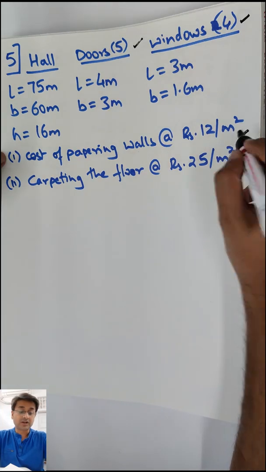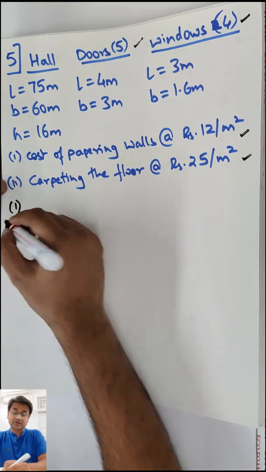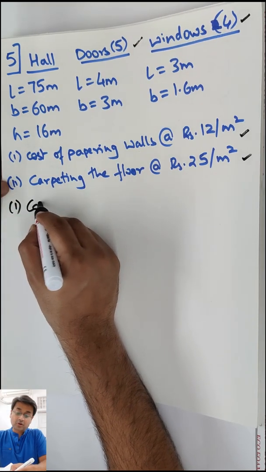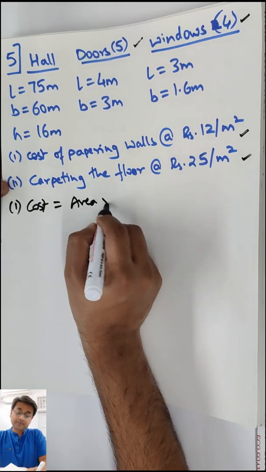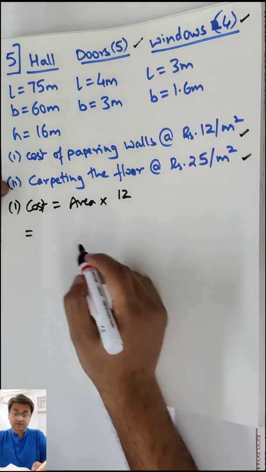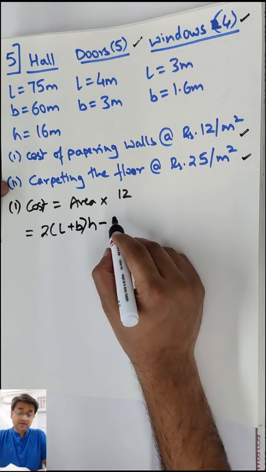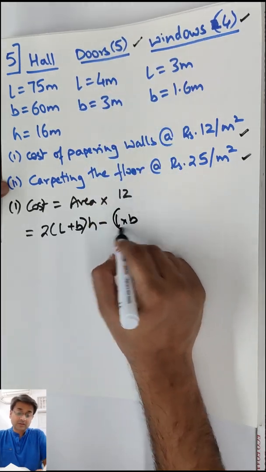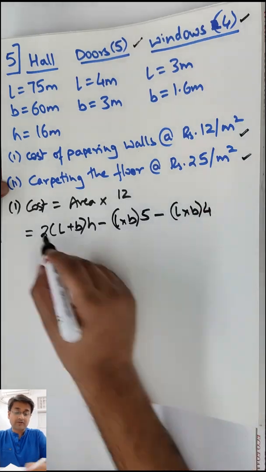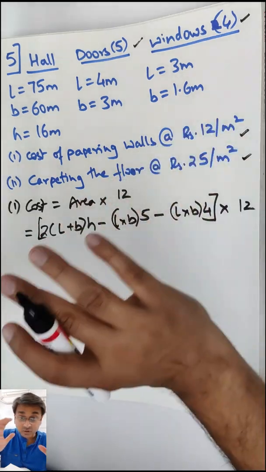Cost of painting the walls at rupees 12 and carpeting the floor. So this we'll see later. First look at the first part. So area is what I'll have to find first. So cost will be equal to area multiplied by the cost, which is 12. So area is first 4 walls only, okay. So twice length plus breadth into height minus doors. So length into breadth, but how many? 5. Minus windows, again length into breadth, and how many? 4. Whatever answer I get, multiplied by 12 rupees. This is going to be the total cost.